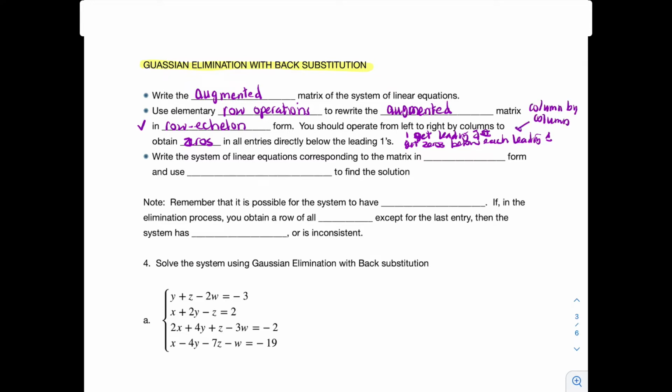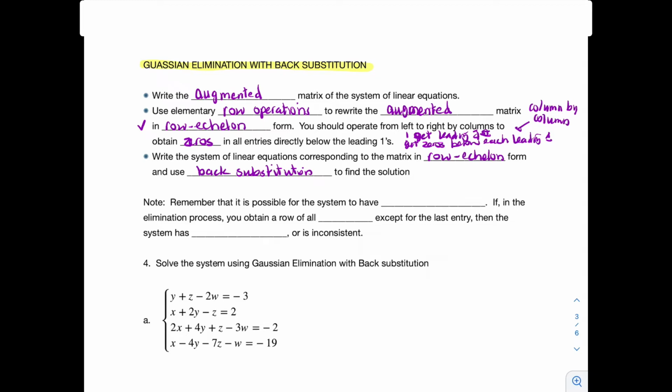Make sure that in order to get the augmented matrix into row echelon form, you work by column. Now that you have it in row echelon form, you're going to convert that row echelon form back into a system of equations, putting the variables back in, and then you're going to solve this system by using back substitution. I'll show you an example as you go through this.